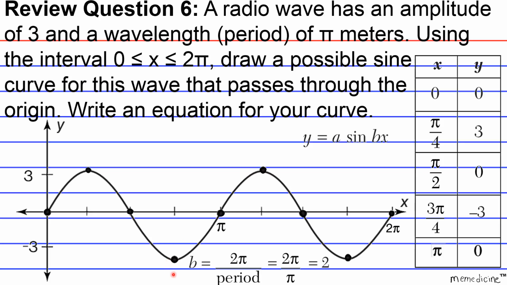So again, the frequency b is equivalent to 2 pi divided by the period. 2 pi we're given, and we're told that our period has a length of pi meters. And then when we simplify, we wind up with our b value being 2. So that's what we're going to plug in right here. And right here, we're going to plug in 3. Okay? So a possible equation for this graph is going to be y equals 3 sine of 2x. I'll give you a moment to take this all in.